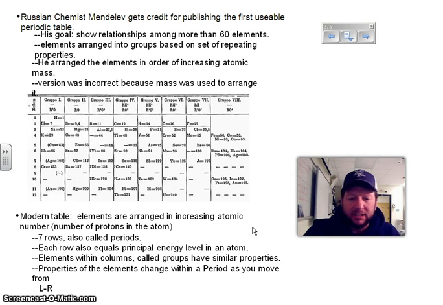Elements within columns are called groups, and those elements all up and down in that group have similar properties. So remember, groups run up and down like columns. Okay? The properties of the elements will change within a period as you move from left to right. So as you move from left to right, each element will change its properties just a little bit.